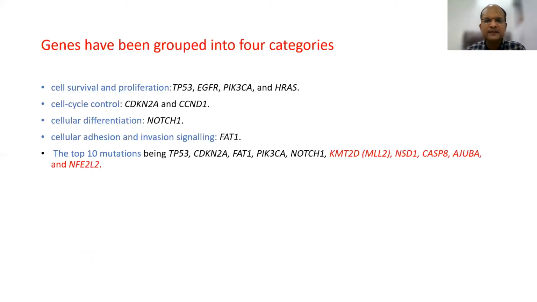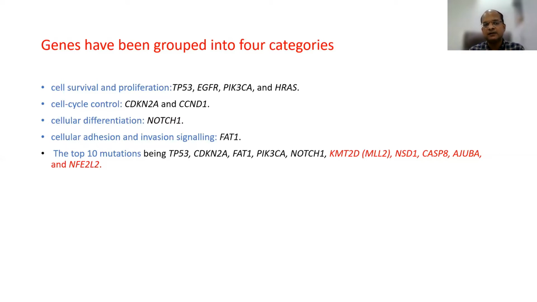Even though it's a little bit theoretical, we will see more of the molecular findings, genetic abnormalities, and this subclassification in a little bit of detail. There are a lot of genes involved in carcinogenesis of head and neck squamous cell carcinoma, and based on their function they are classified broadly into 4 categories. First is cell survival and proliferation. If there is a mutation in TP53, EGFR, PIK3CA, and HRAS, there is high proliferation.